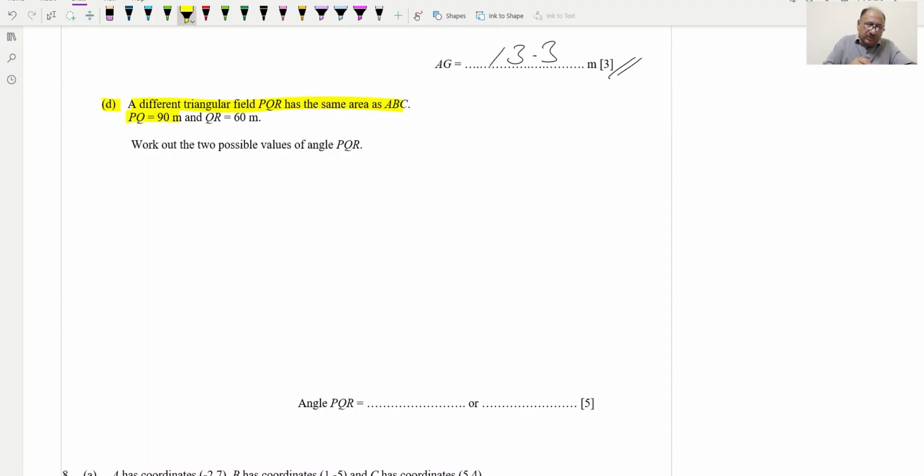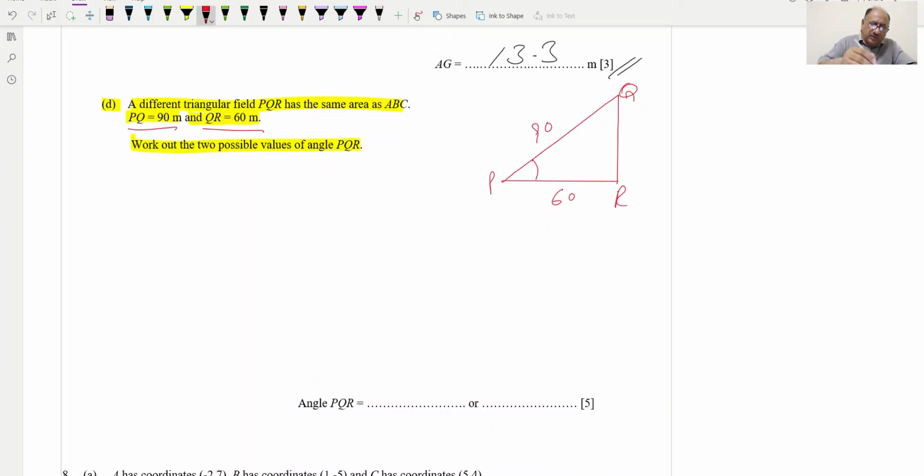Now D part says a different triangular field PQR has the same area as ABC. PQ is equal to 90 and QR is equal to 60 meters. Work out the two possible values of angle PQR. So we can consider triangle PQR, like for example a rough sketch for your understanding. P is this one, Q is this one, R is this one, and this side is 60, this side is 90. PQ is equal to 90 and QR is equal to 60.